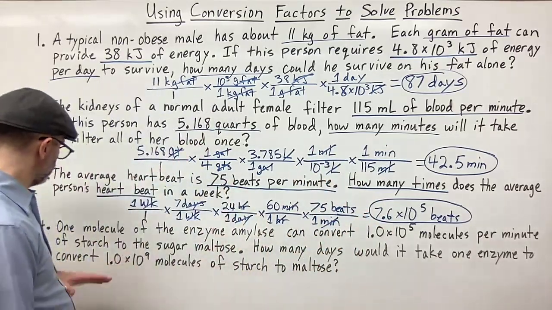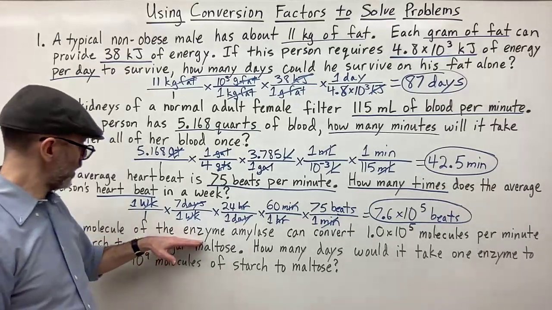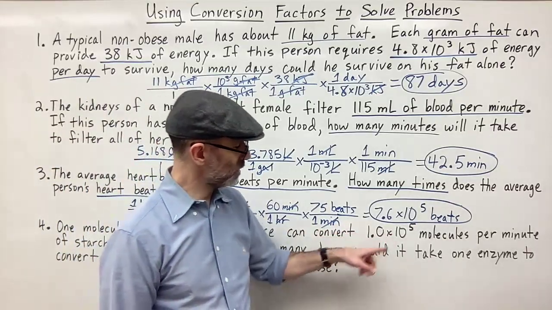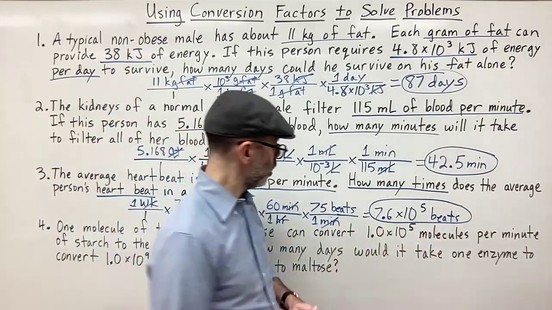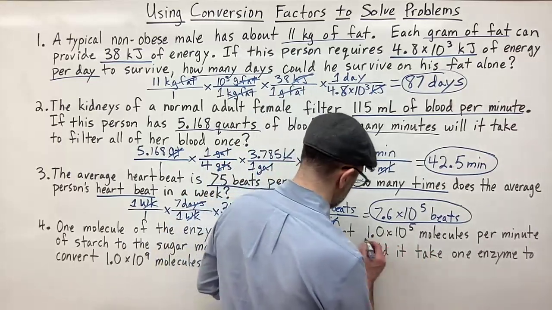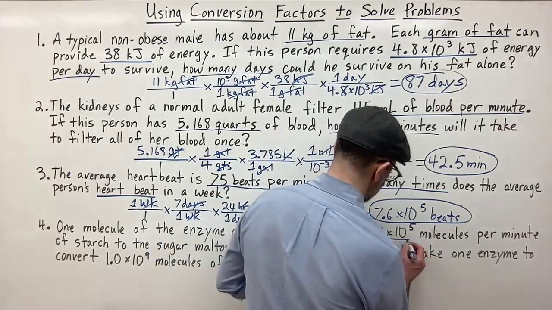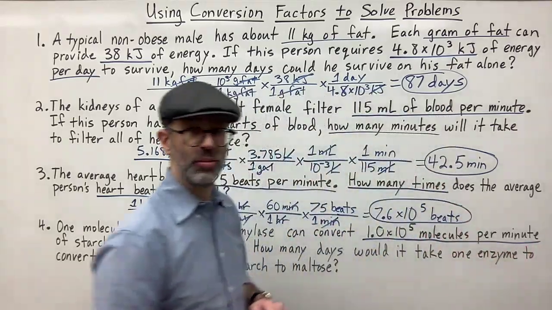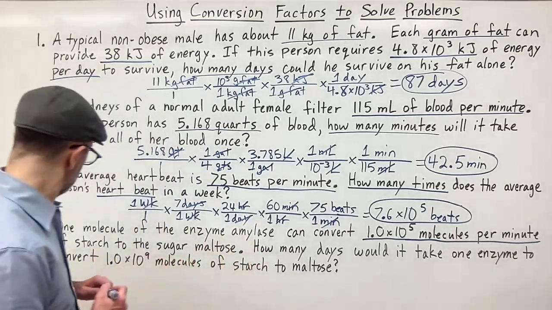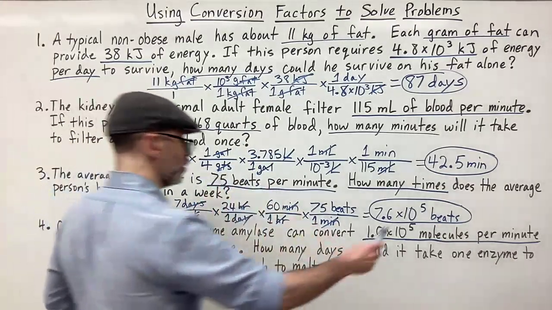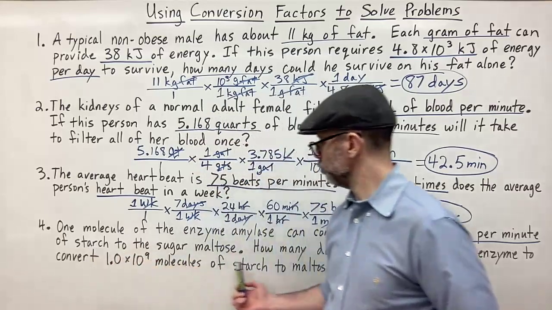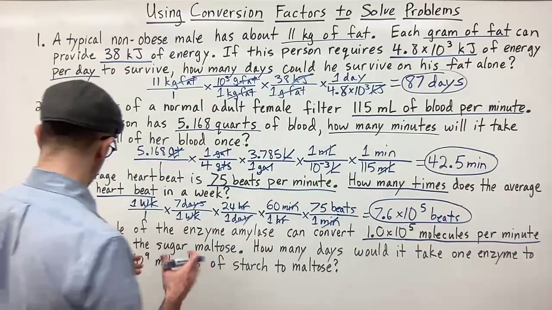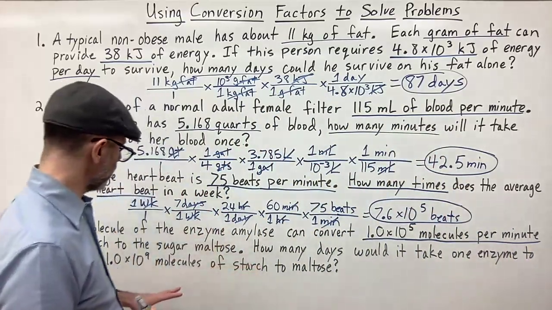Last but not least, we have 1 molecule of the enzyme amylase, and we're told that that can convert 1.0 times 10 to the fifth molecules per minute. Ooh, that's a conversion factor. So we can use the 1.0 times 10 to the fifth molecules per minute. That's a possible conversion factor we can use. And that's molecules of starch into the sugar maltose, right? So this is going to be useful.